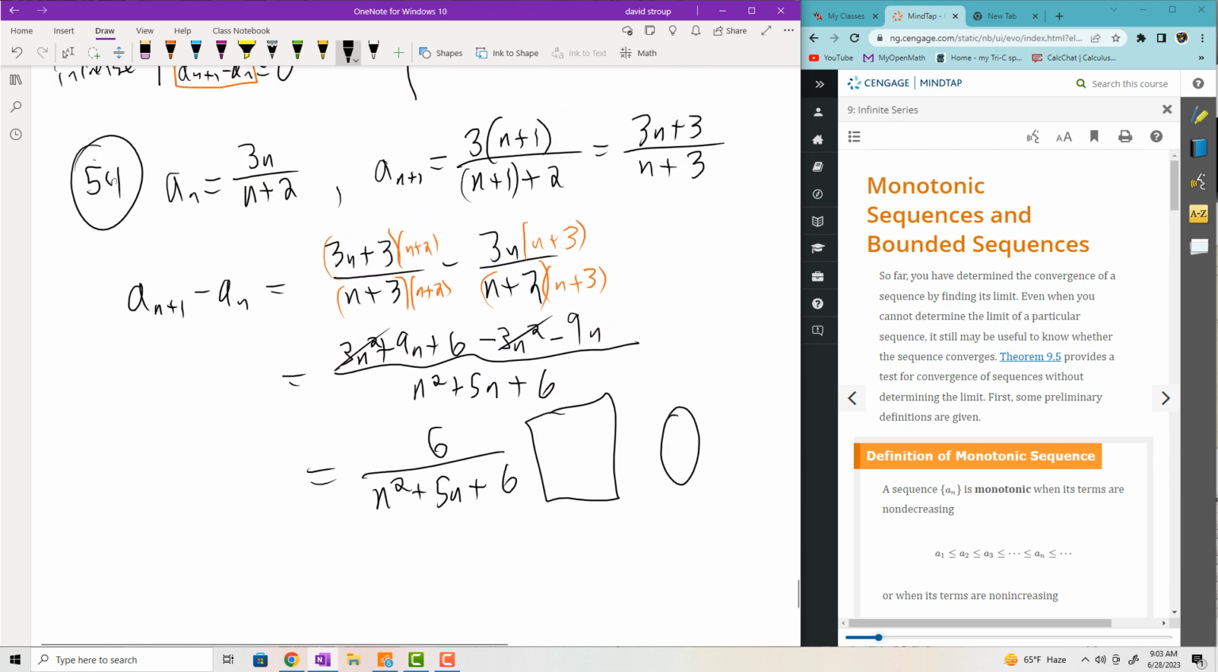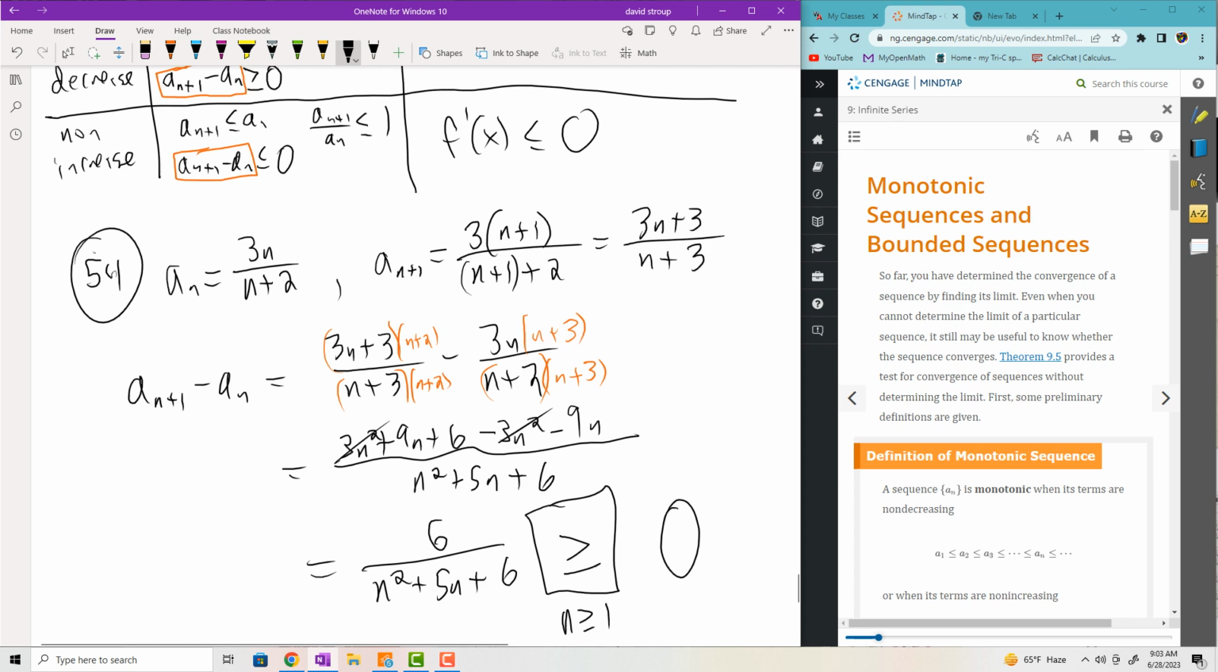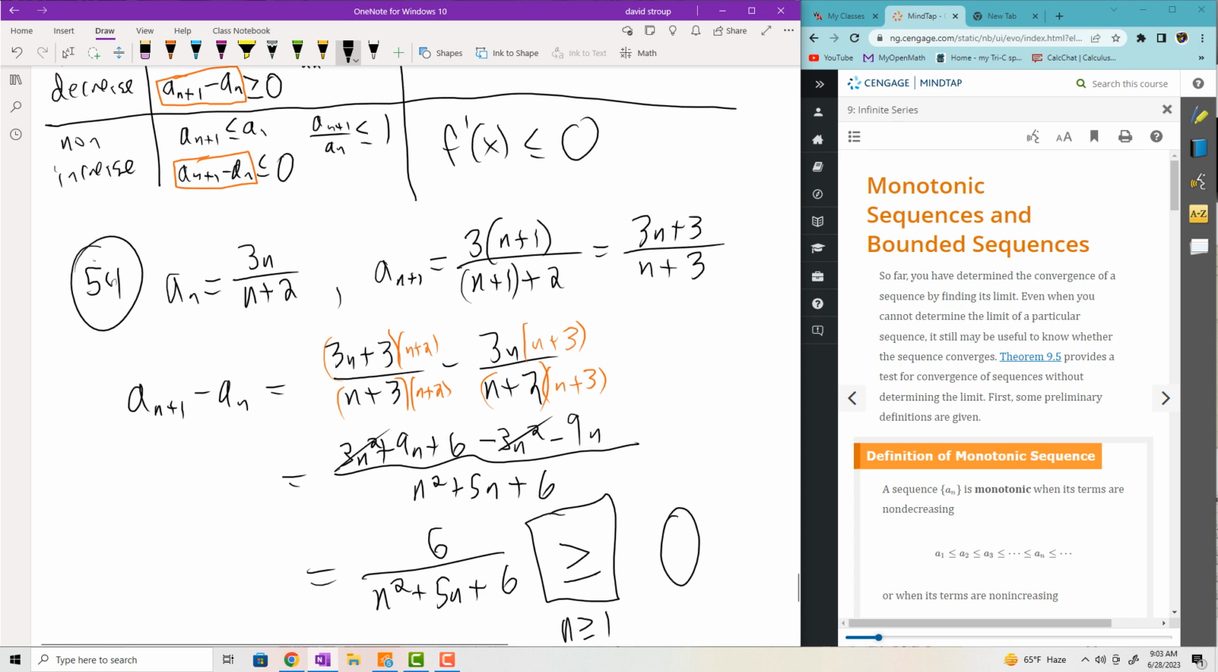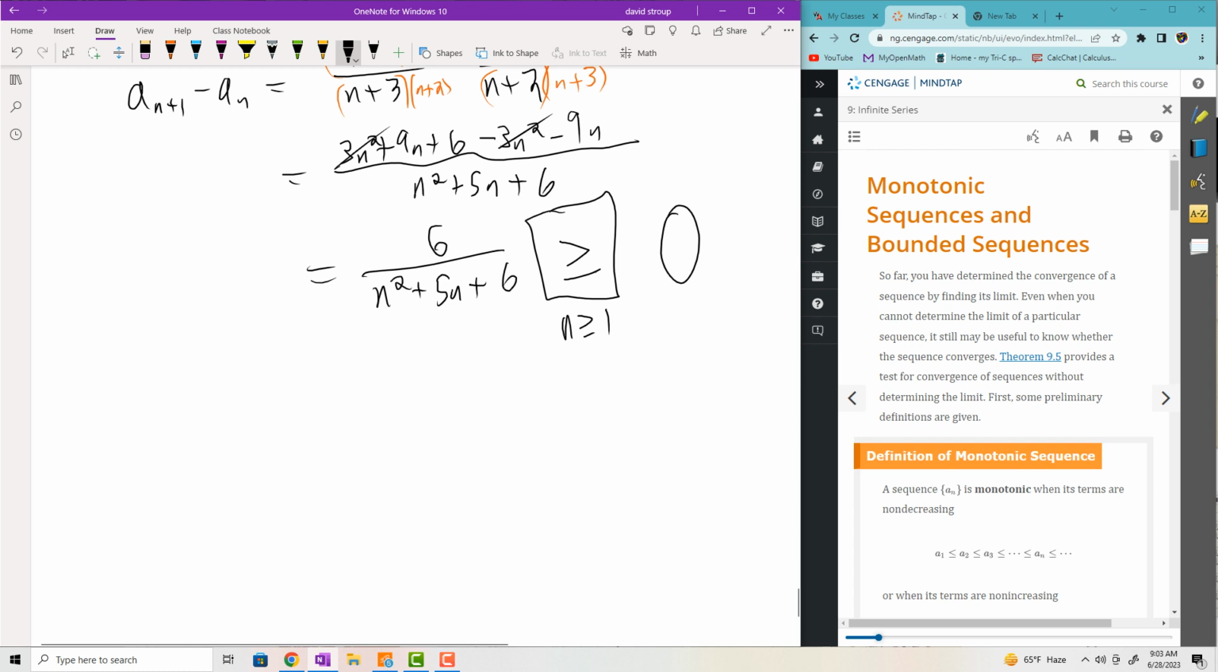Well, yeah, certainly, right? It has a positive number 6, and then for n values greater than or equal to 1, the denominator is also going to be positive. So positive over positive is positive. There's no way that could be 0. So it's greater than or equal to 0. In other words, the next term in line is going to be bigger. In other words, it's non-decreasing. Okay, so hence non-decreasing.